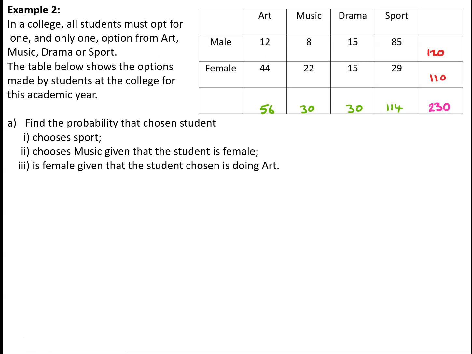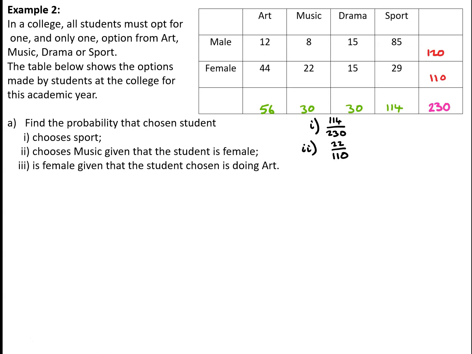So, find the probability that the chosen student chooses sport. Well, that's easy. We had 114 choosing to do sport out of the 230. So the probability for part 1 here is simply 114 over 230. For part 2, find the probability the chosen student chooses music given that the student is female. So at this time we're restricting attention to the 110 females, of whom 22 did music. So we've got a probability of 22 out of 110.